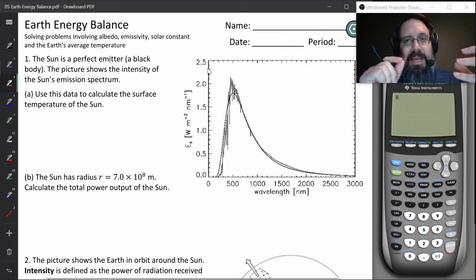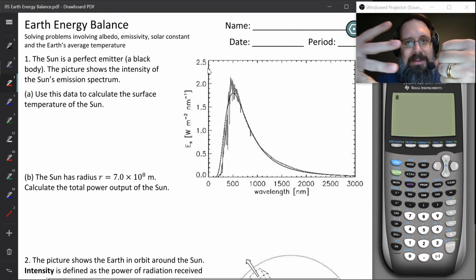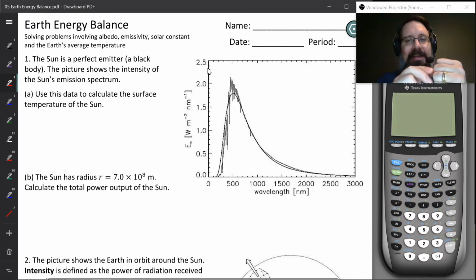And so what we want to look at today is how the energy coming into the Earth from the sun relates to the energy that the Earth itself is radiating outward. This will create an energy balance within the Earth. The ideal is that the Earth emits as much energy as it's receiving, so the temperature of the Earth stays constant.